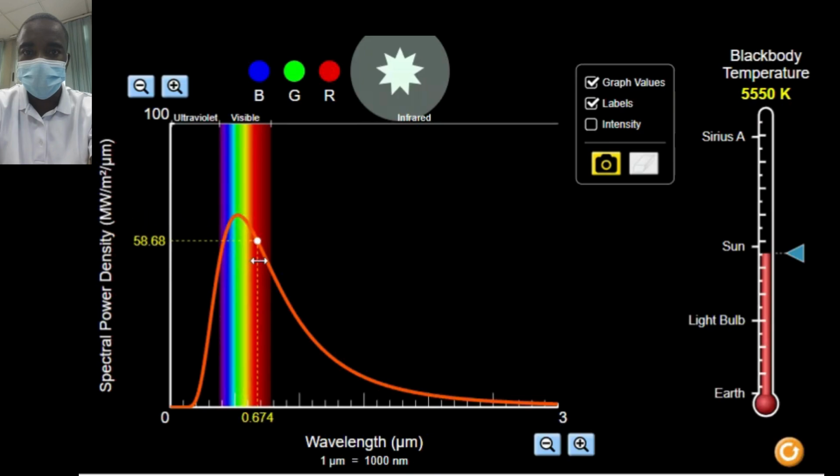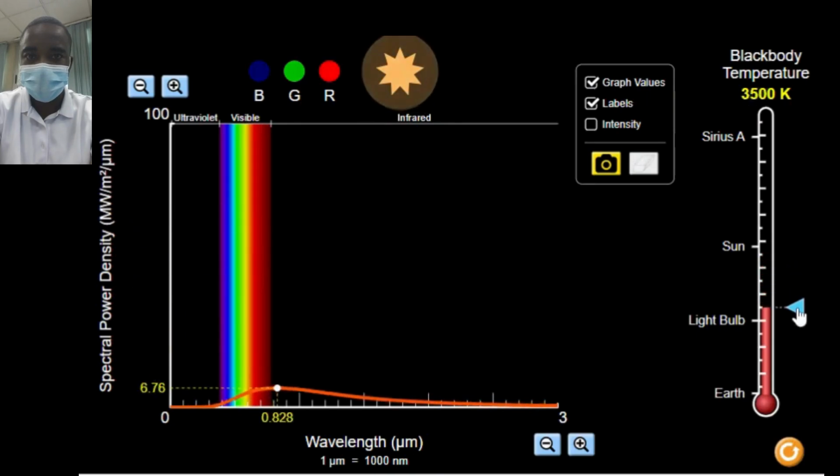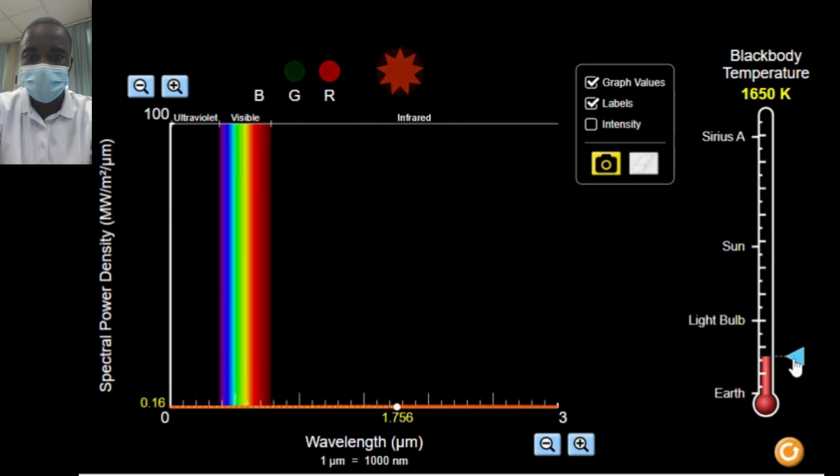The simulation also provides a visual representation of the color of the emitted radiation, which changes with temperature. As the temperature increases, the color of the emitted radiation shifts from red to orange, yellow, white, and eventually blue, reflecting the shift in the peak wavelength towards shorter wavelengths. This visual representation helps students understand the relationship between temperature and the visible color of thermal radiation.